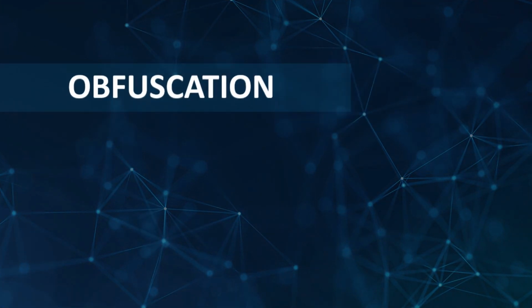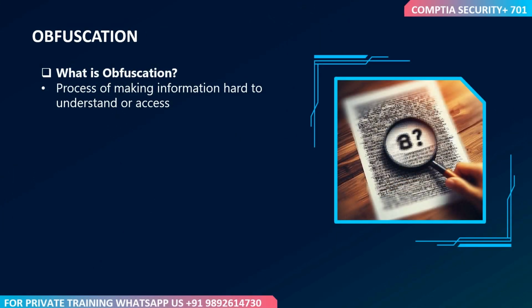Now let's get started. Obfuscation refers to the process of making information difficult to understand or interpret. Now in this video we will explore three common techniques of obfuscation, that is steganography, tokenization and data masking. Each of these methods is widely used to secure sensitive information, but they operate in different ways. Now let's break down each concept and explain it with real-world examples for better understanding.